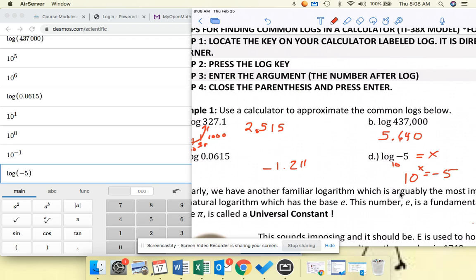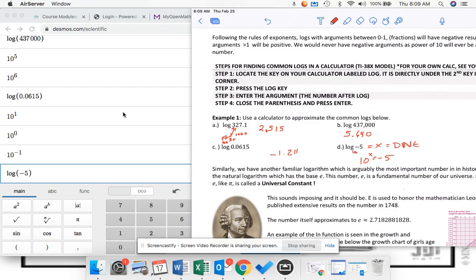No power is ever going to take a positive number and make it negative, right? Because we're talking multiplication, division of itself, and you can't take positive numbers, multiply and divide positive numbers, and all of a sudden change your sign. That doesn't work. And so this is undefined, D N E. Okay, cool. So it looks like this log calculator is following our log rules as well.